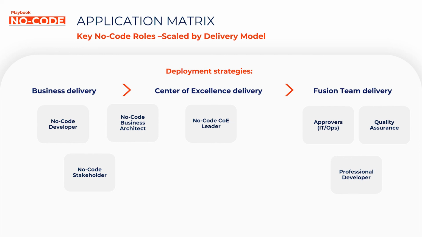Then as you move to the fusion team, this is where other personas come in, such as pro devs, and perhaps QA engineers writing more complex automation. Also, some of the approvers around security, governance, et cetera, may come out of IT, especially in more complex fusion projects. So we'll have a mapping that links which roles exist inside the org based on delivery model and links back to the app matrix.